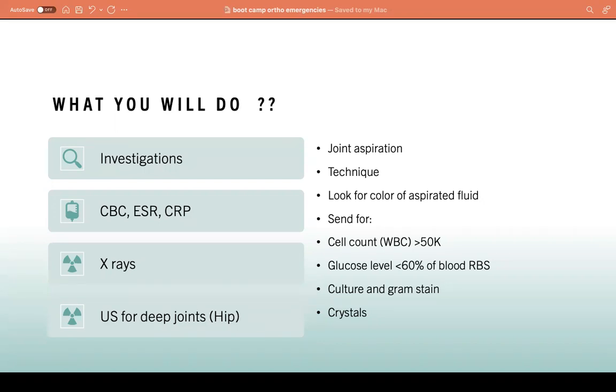Each joint has its own technique. You can find it in Netter's Concise Orthopaedic Anatomy. It talks about each joint and the multiple techniques for aspiration or injection as well.